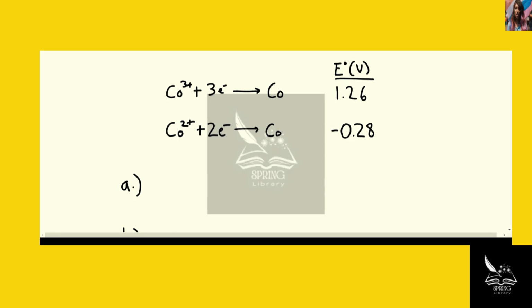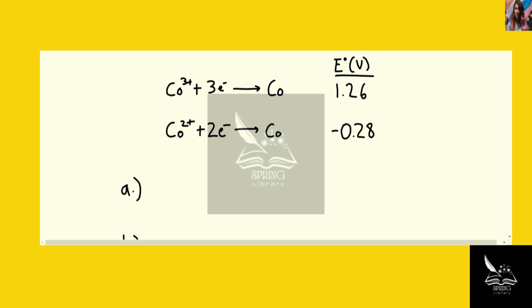In this problem, we are given these two reduction half reactions along with the values of their standard reduction potentials. In part A, we want to determine if we dissolve solid cobalt as a metal in 1 molar nitric acid, whether Co2+ or Co3+ will be the main product.